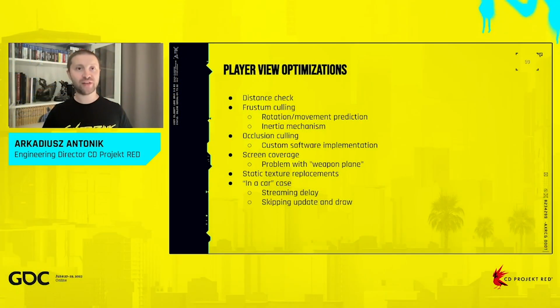To achieve the required density in the world, we had to implement various different mechanisms. Some of them are widely known as common optimizations for 3D graphics, like distance check and applying LODs based on it. Frustum culling with movement prediction to avoid popping when advertisements were not fully loaded, and to avoid unloading them as soon as possible when they went out of the view. We call it inertia mechanism.